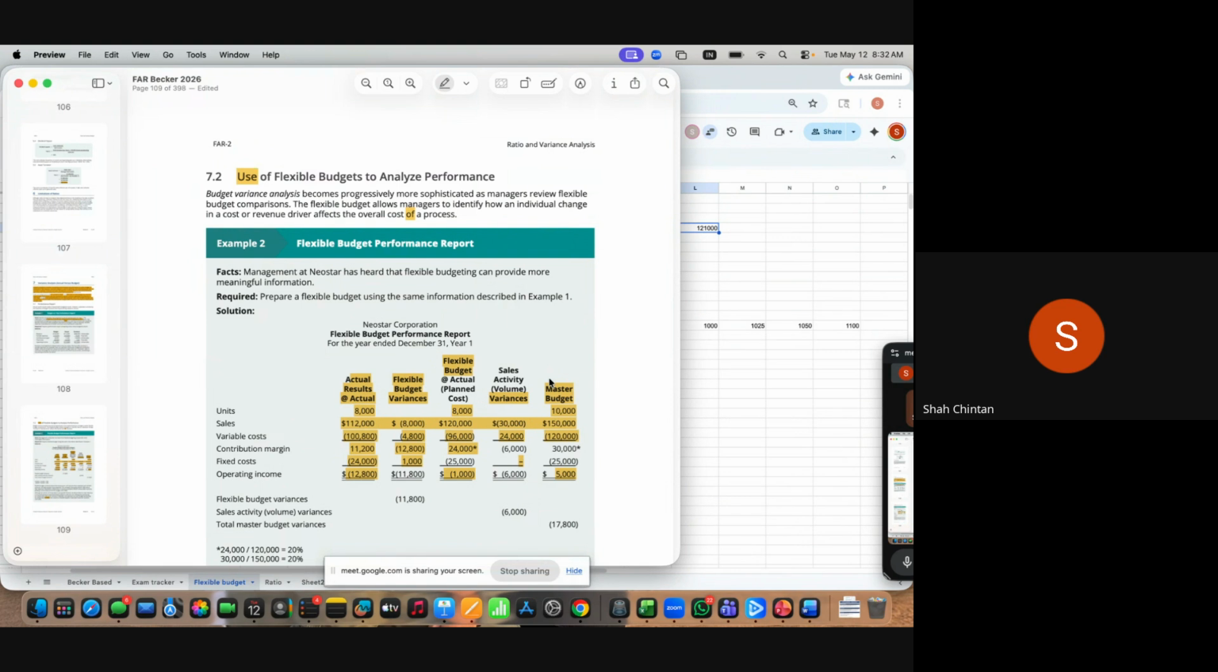So this is all about the flexible budget and the master budget. These reports are used to do a variance analysis and penalize the people who have done a bad job.